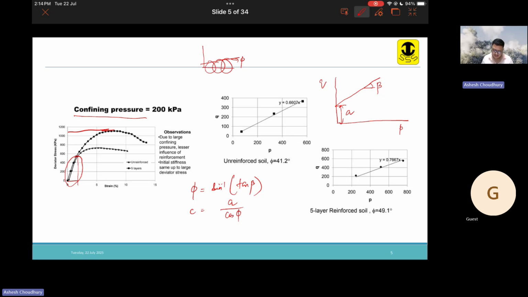Similarly, for our case also, we plot the PQ plots for the unreinforced and the reinforced case. We are seeing that for the unreinforced case, the friction angle is 41.2 degrees. But for the reinforced soil, we are getting a friction angle of 49.1 degrees. So for the same soil, unreinforced, we are getting 41.2 degrees, and for the reinforced soil, 49.1 degrees. So as we reinforce the soil, the friction angle of the whole soil increases.